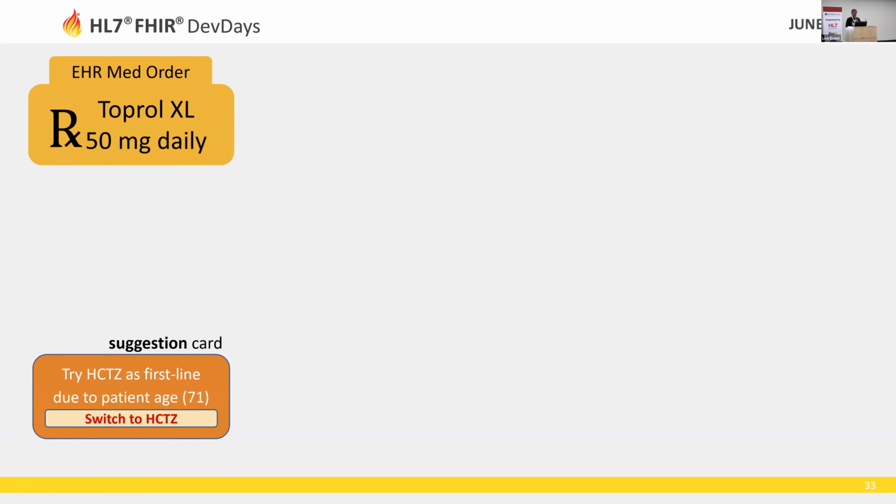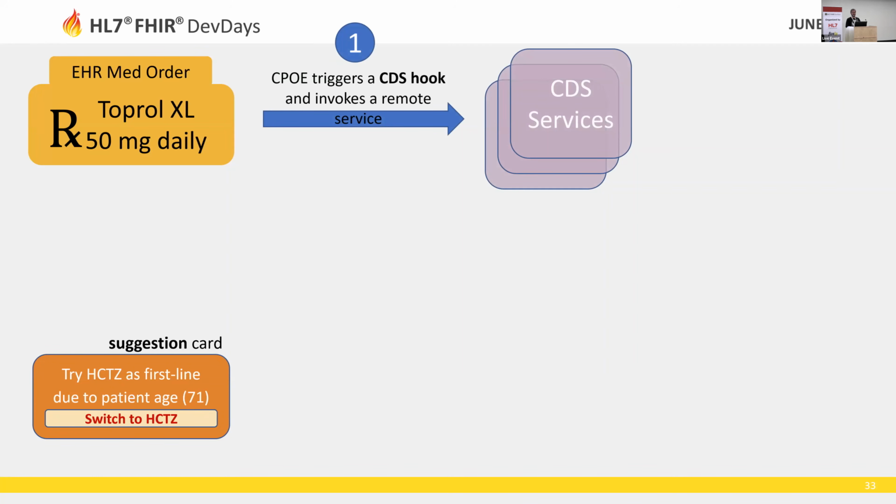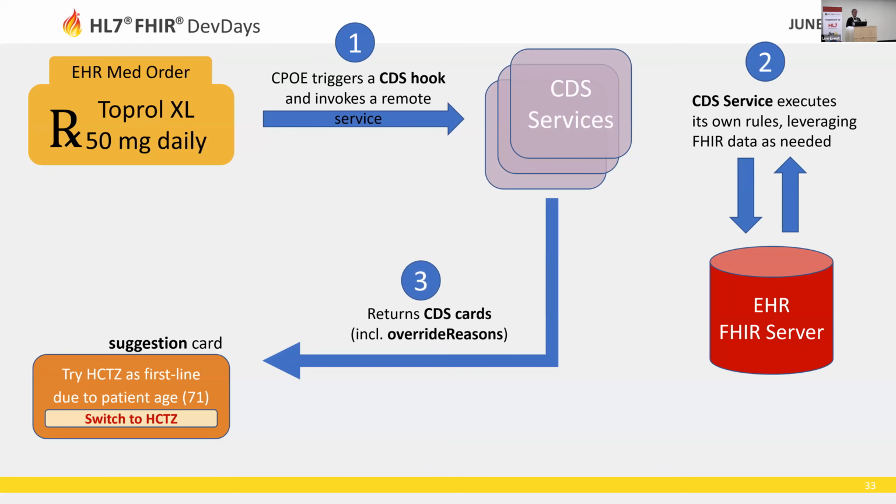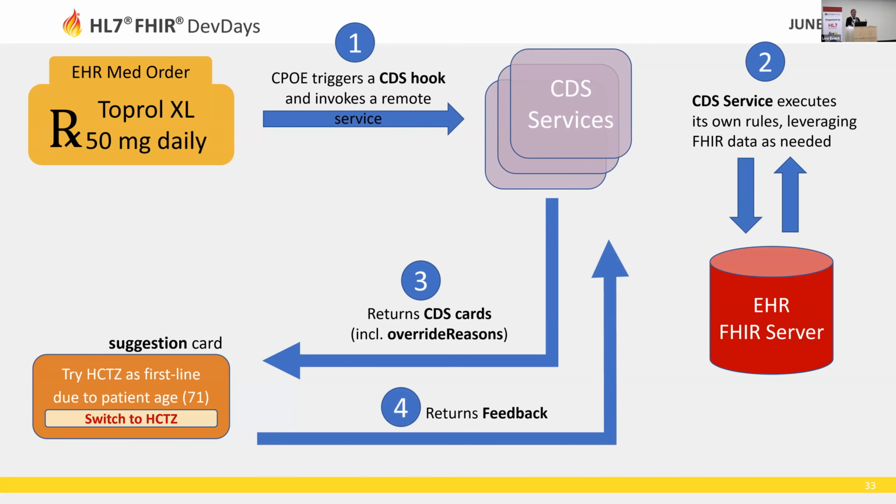1.1. So just looking at that same example, but with feedback, again, we trigger the CDS hook, the service runs its rules, returns the card, but those cards now include an override reason. And that allows the client to actually return that feedback. So the feedback not only includes what the user did, but if they selected one of the override reasons. So those features kind of work together to enable the CDS service to get a better picture of how users are interacting with its responses.